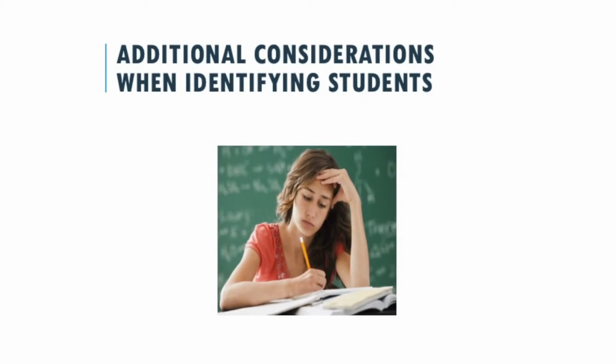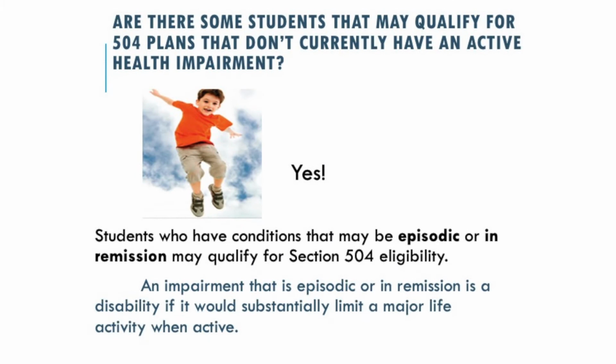There are additional considerations when identifying students. Students who have conditions that may be episodic or in remission may qualify for Section 504 eligibility. Examples of impairments that may be episodic or in remission might include cancer or severe seasonal allergies. The 504 team would consider the substantial impact when the impairment is in its active state.